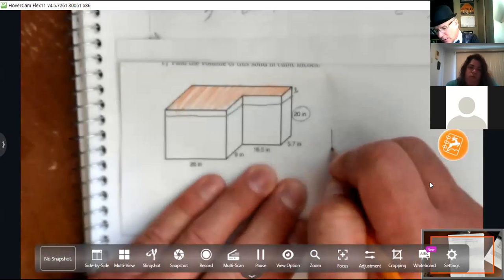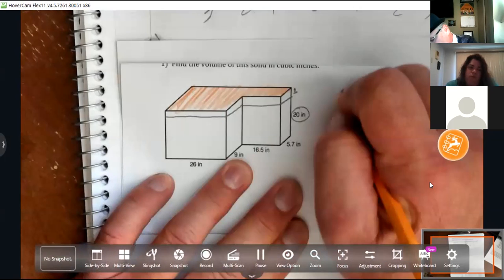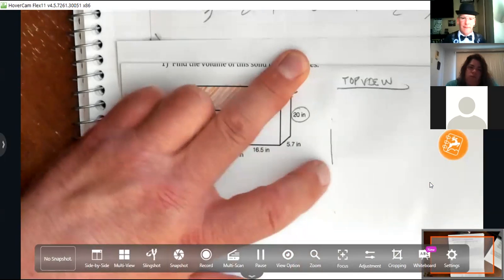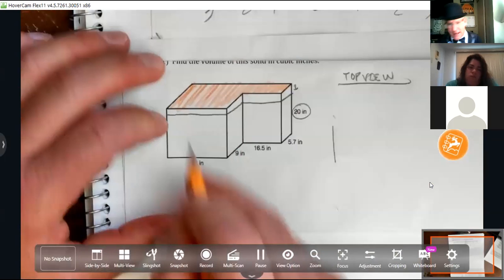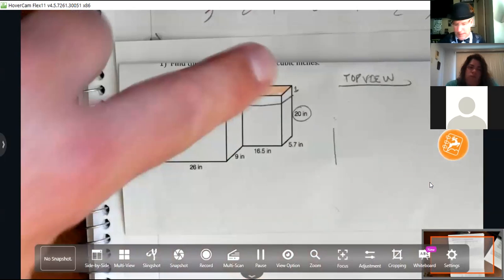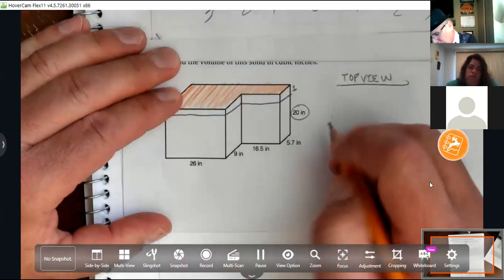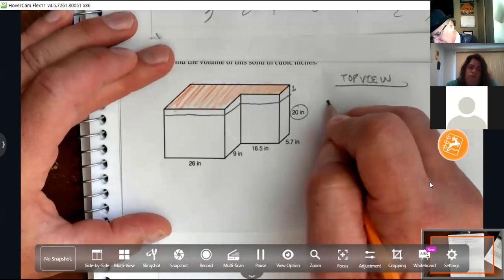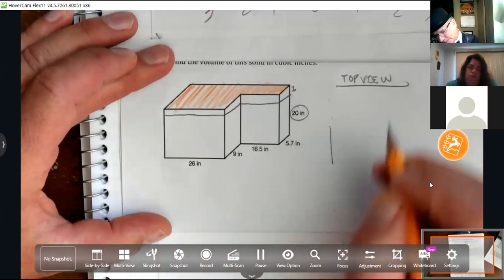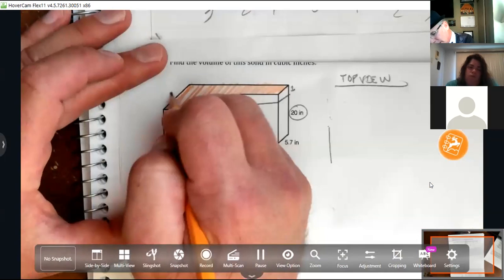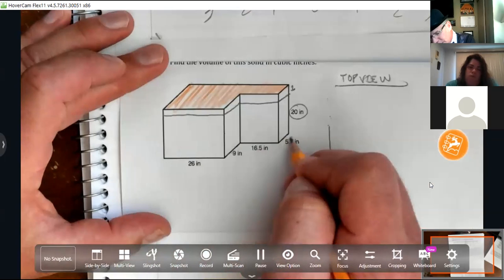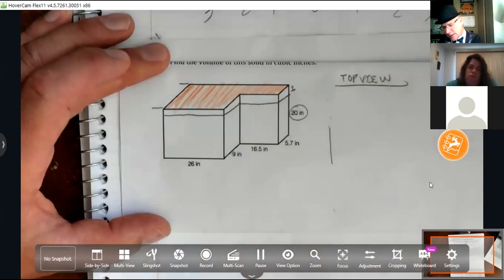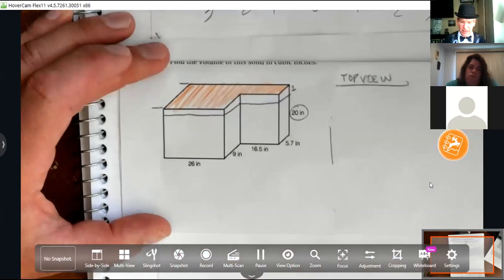So picture top view. I'm going to write top view over here. And so picture the top view, the orange section. We're going to look at it straight down from the top. And it's going to look like this. So this part, it's like a backwards L, right? So this part is going to be right here. So we know that 9 inches plus 5.7 inches is going to be the same as this distance from here to here. So 9 inches plus 5.7, you guys have your calculator out.